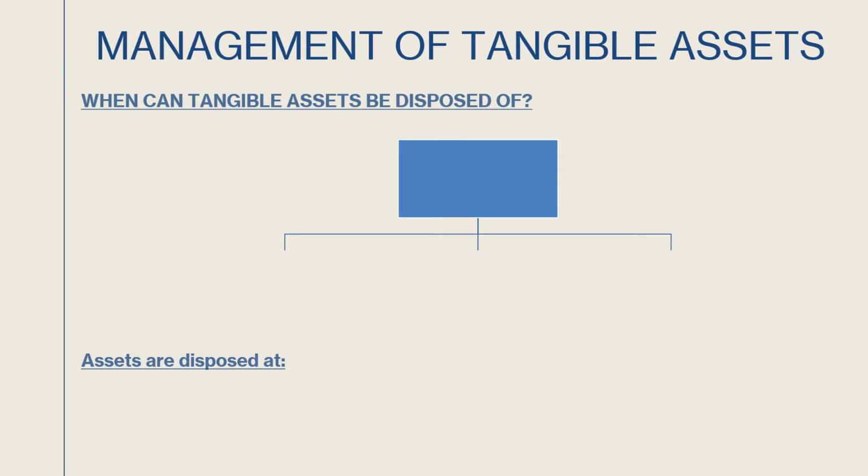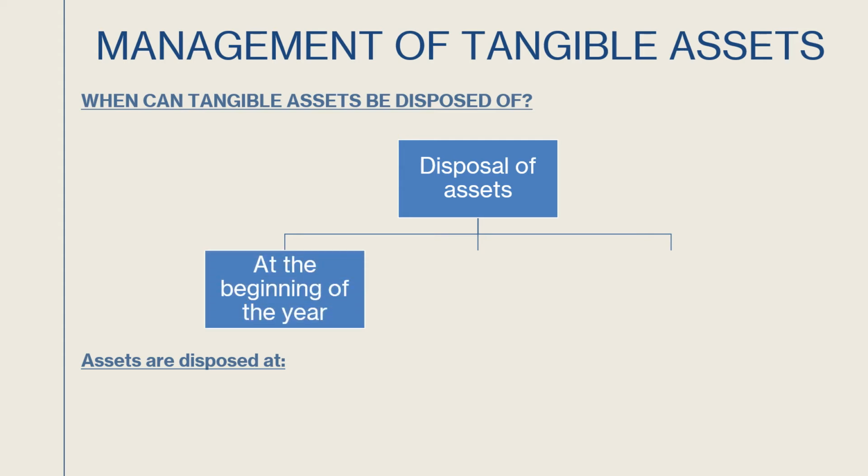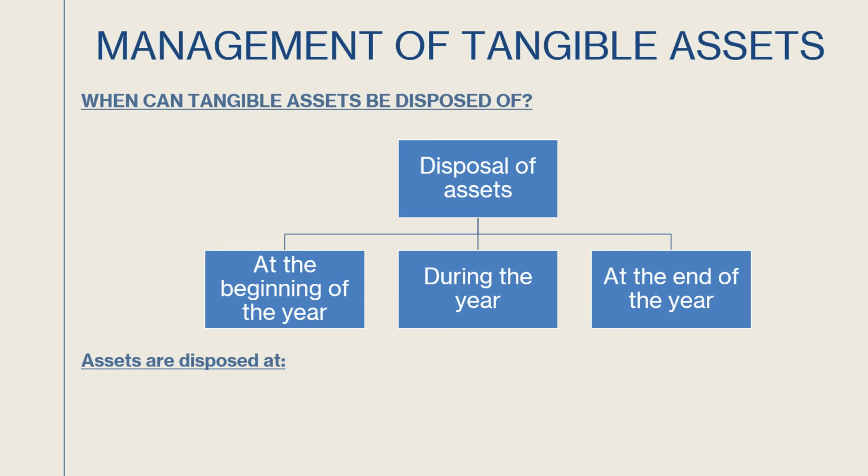When we look at the disposal of tangible assets, there are three different situations that we can work with. When is it possible for us to dispose of our assets? We can do it at the beginning of the financial year, it can happen during the course of the financial year, and it can also happen at the end of our financial year. The way that we're going to deal with depreciation and accumulated depreciation will depend on when we are disposing of the asset. Beginning of the year is easy, end of the year is easy. The tricky one is if it happens during the year.